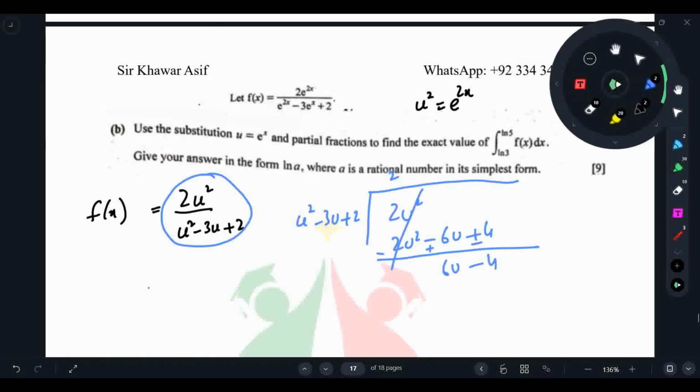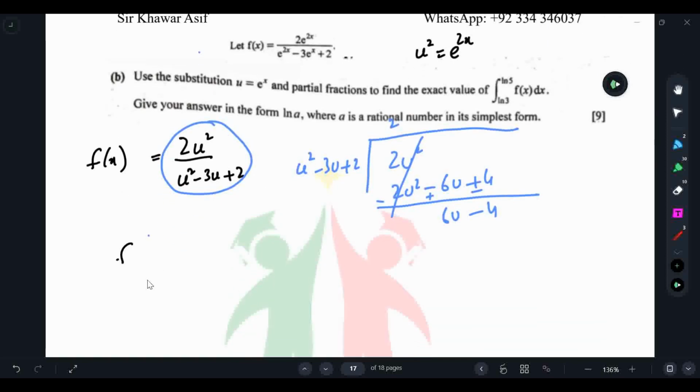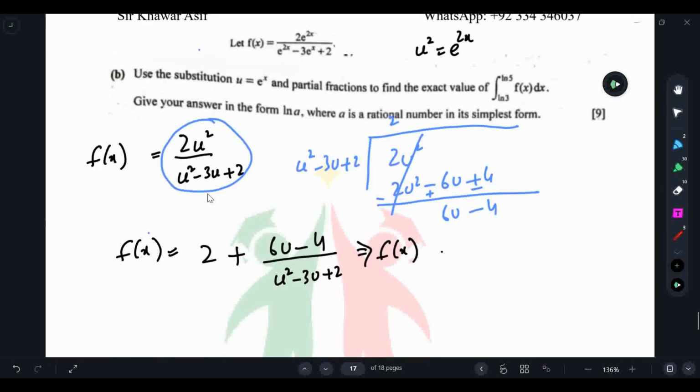Now we can write f of x as 2 plus 6u minus 4 whole divided by u square minus 3u plus 2. Now we need to simplify it, and we need to factorize the denominator. So f of x will be equal to, let me factorize it over here, u square minus 3u.